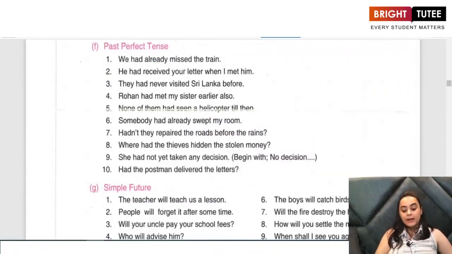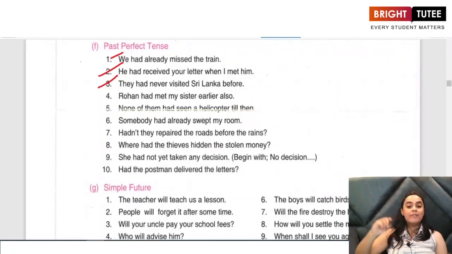We had already missed the train. The train had already been missed by us. He had received your letter when I met him. Your letter had been received by him when I met him. They had never visited Sri Lanka before. Sri Lanka had never been visited by them before.